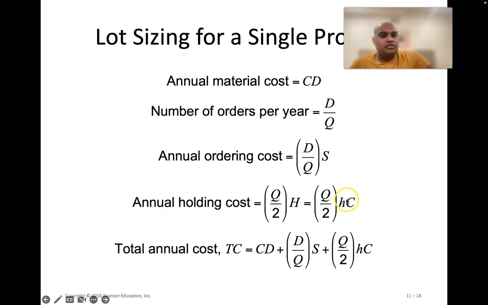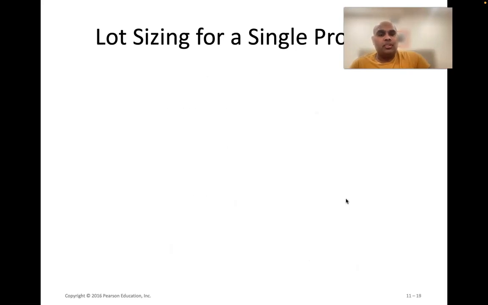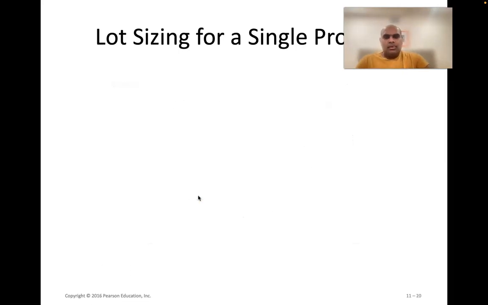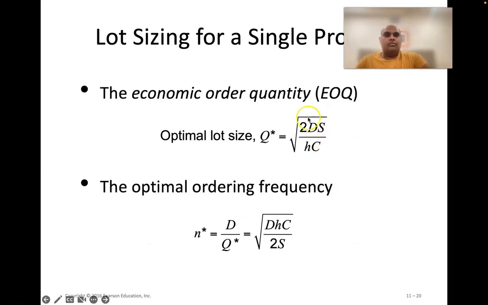So if you set these two equal to each other and you solve for Q, you can find out what the optimal ordering quantity is. What is the economic ordering quantity? How much should you order so that the total cost is minimized, right? And that is this formula, right? So this formula comes exactly from setting the ordering cost equal to the holding cost. So that's very simple algebra.